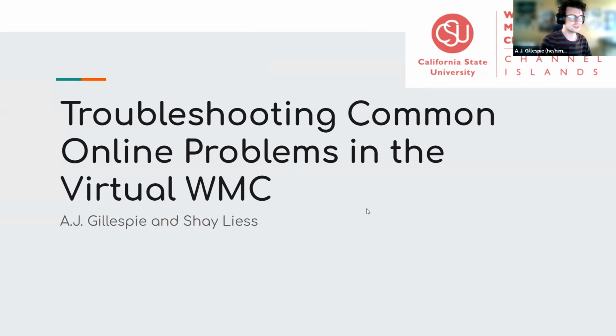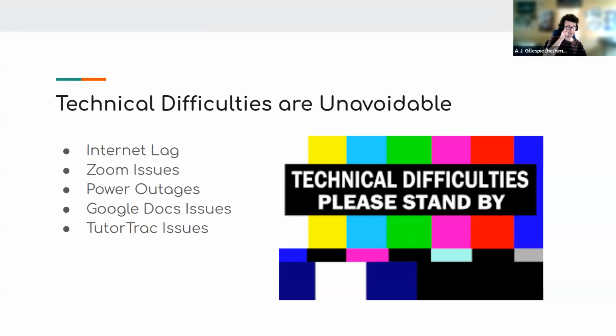First things first, we all know this by now, but technical difficulties are unavoidable. Your internet is always going to lag or stop working. Zoom might just mess up on you one day. Power outages have happened, not all the time, but I think 2 or 3 times last semester there were power outages that affected some of our tutors. We had to make do with that. And then all these other things, Google Docs issues, TutorTrack issues, they're all going to happen to you at one point or another.